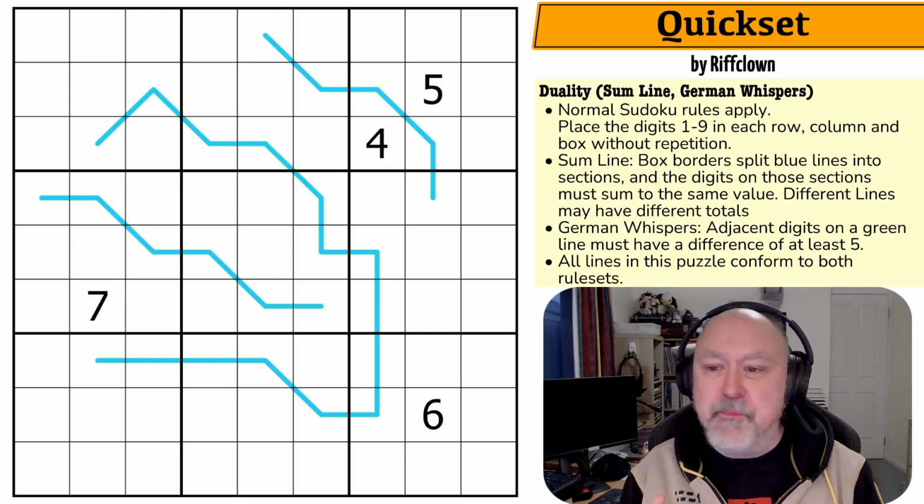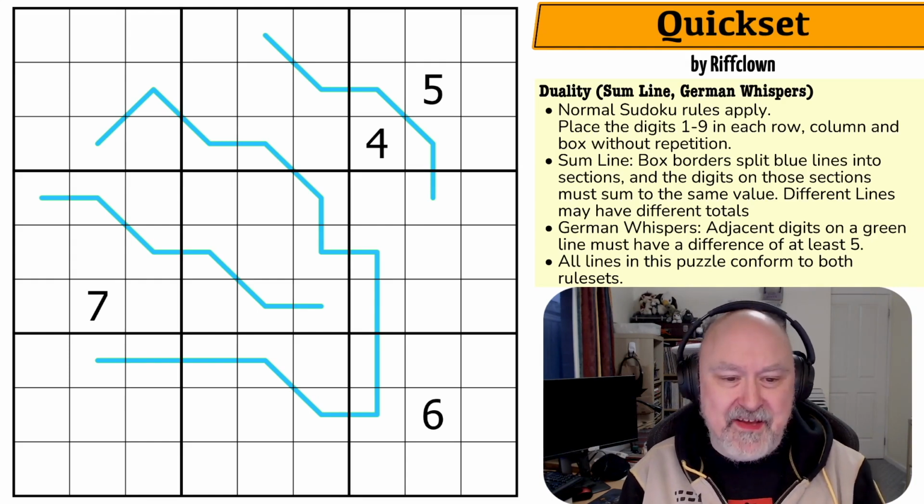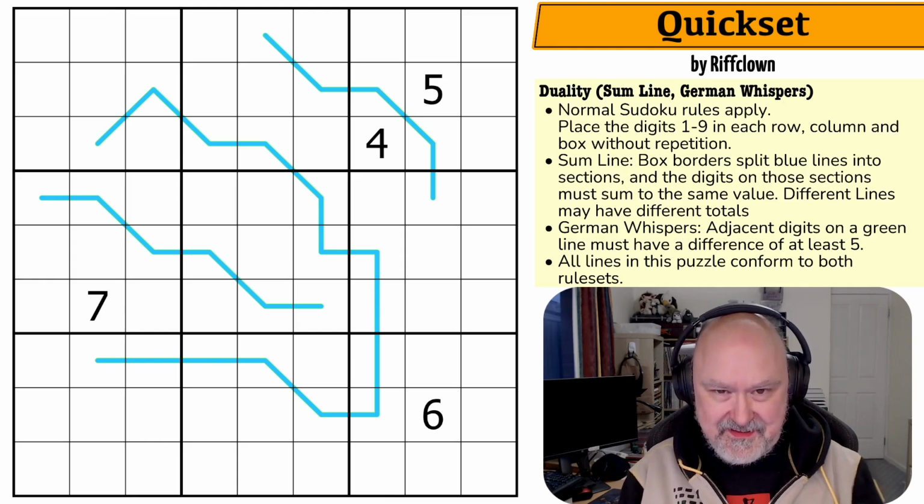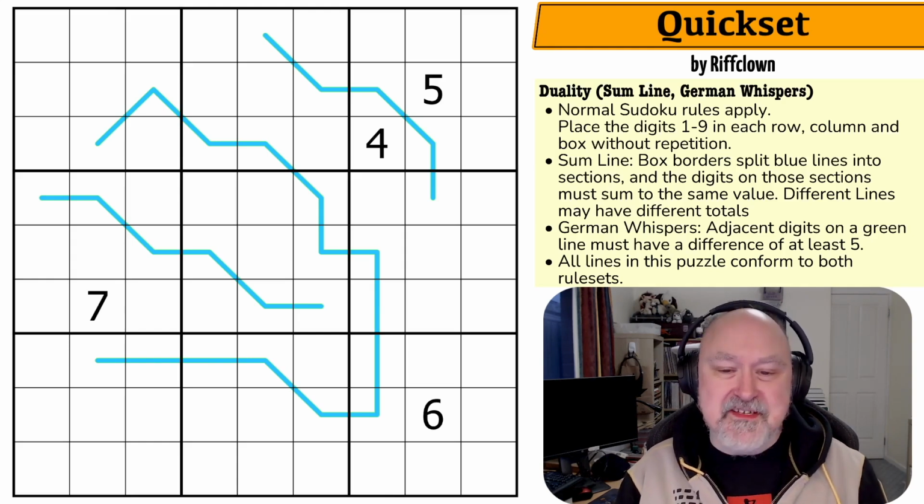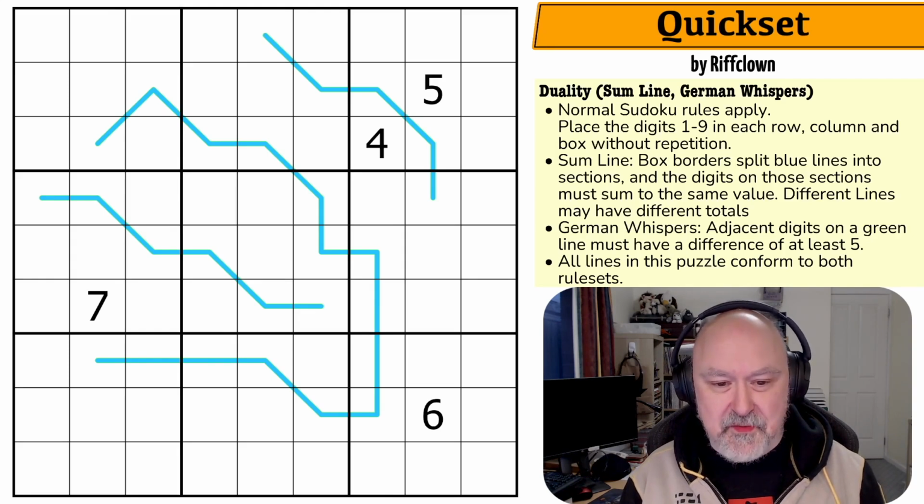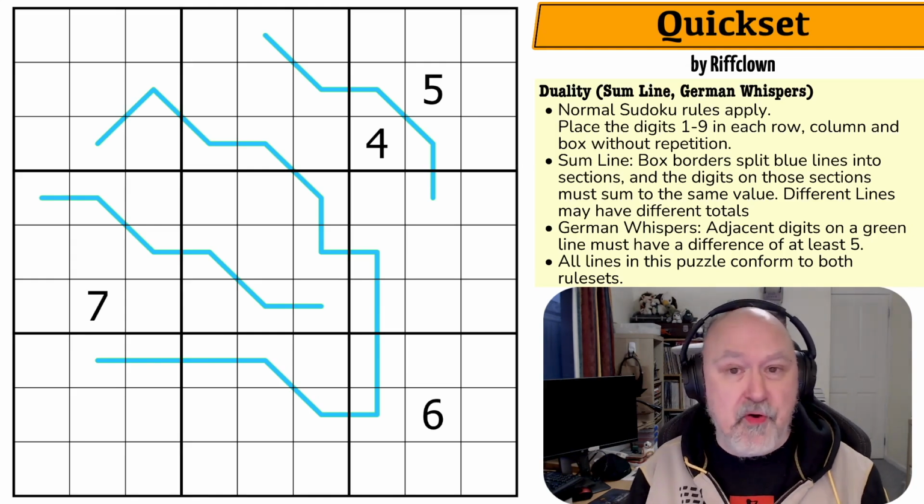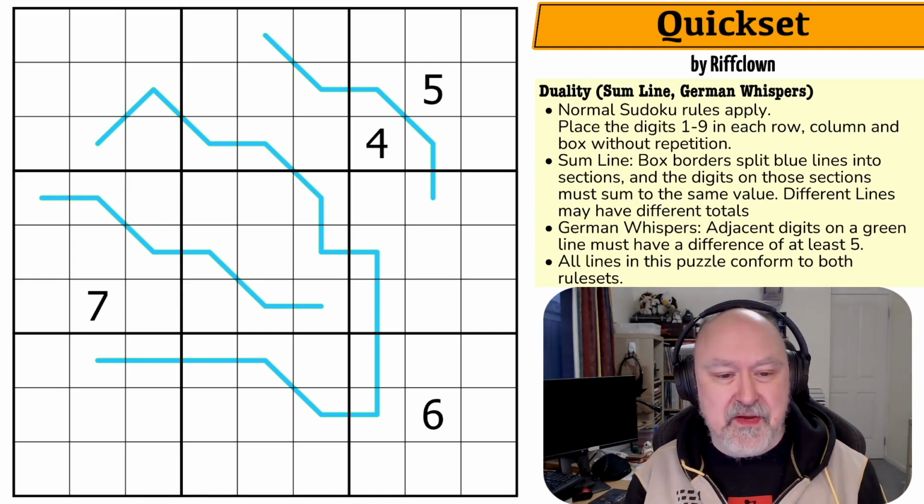it cold here. Today I'm doing a puzzle called Quickset by Riffclown. And whenever I get a Riffclown puzzle, it kind of jumps to the top of the queue, because I love Riffclown and I love Riffclown's puzzles. So I had to have a look at this one. This is a duality puzzle using the sum line and German whispers constraints, where each line is both of those constraints together. So I'm looking forward to seeing how this one works.